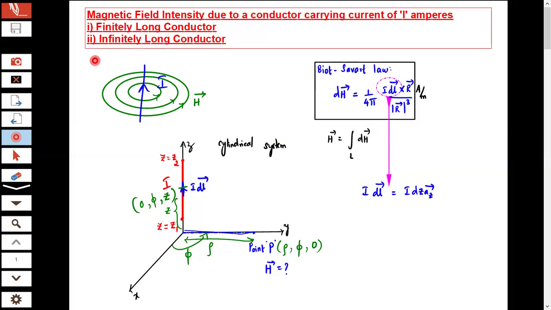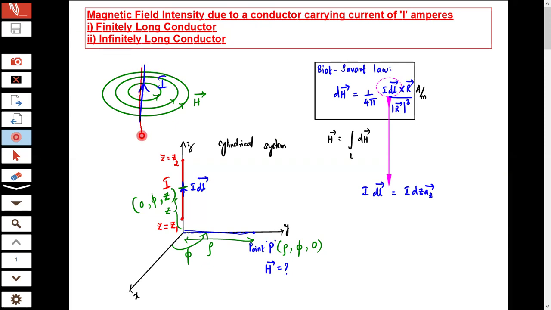Let us begin with the derivation of magnetic field intensity due to a conductor carrying current of I amperes. This conductor can be a finite length of conductor, or it can be an infinitely long conductor. So we are going to do these two in a single derivation, where first we will get the expression for magnetic field intensity due to a finite length of conductor, and we can extend it to infinite length.